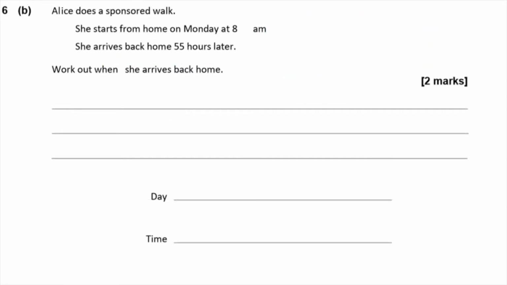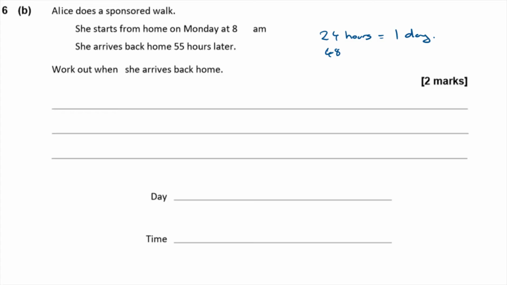6b, Alice does a sponsored walk. She starts from home on Monday at 8 a.m. She arrives back home 55 hours later. Work out when she arrives back home. Okay, so she's gone for a few days, isn't it? Because there are 24 hours in a day. Okay, so 55 hours. How many whole days are there in 55 hours? 24, 48 is two days, isn't it? And I've still got some more hours.